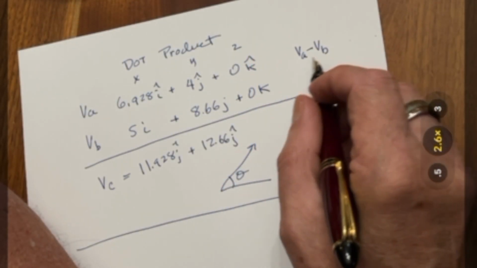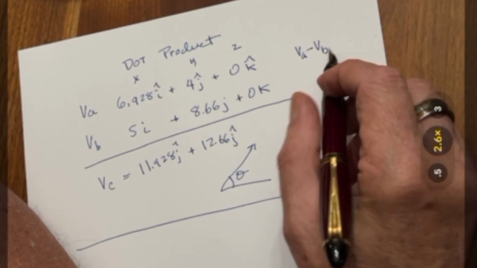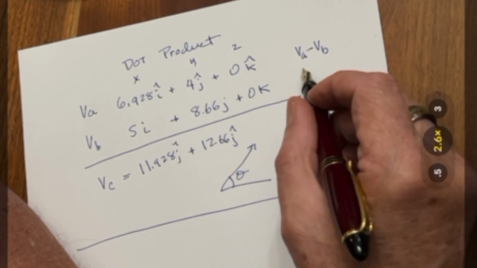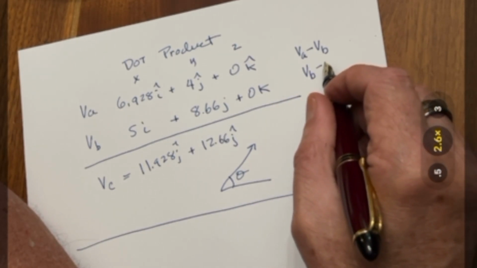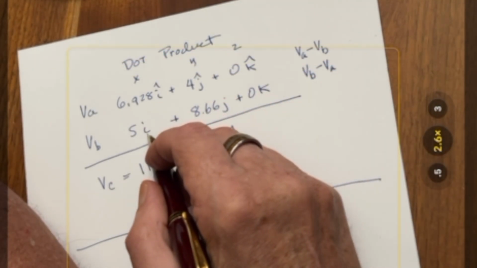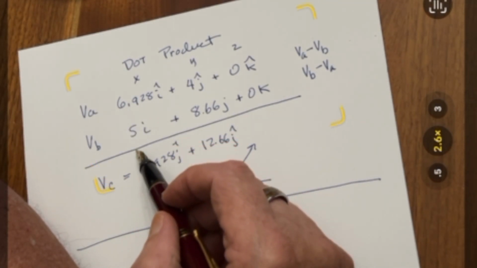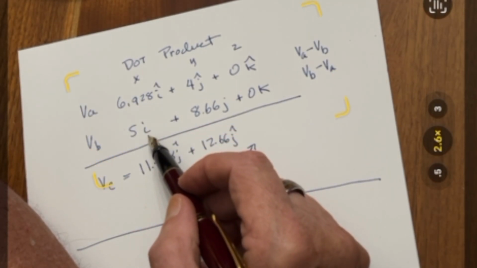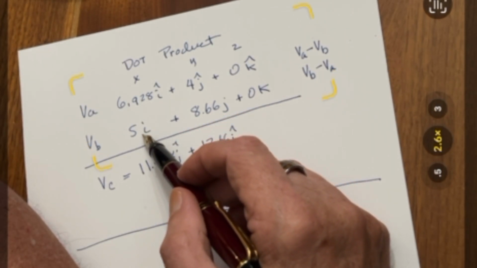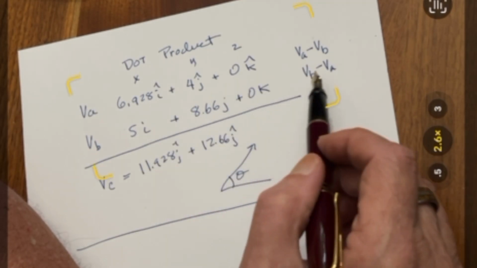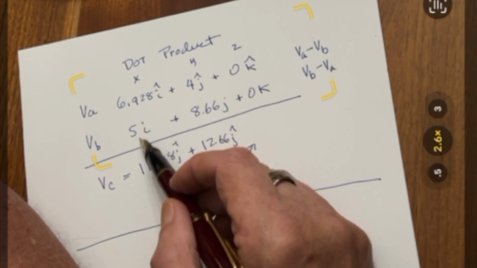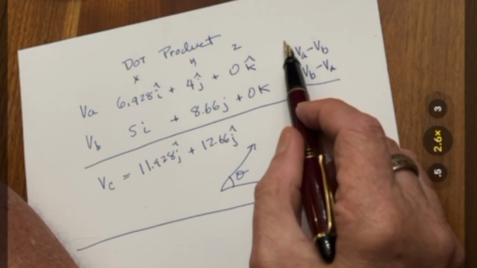Recall that if you write down vector a minus vector b, we are subtracting vector b from vector a. Likewise, if we write down vector b minus vector a, we are subtracting vector a from vector b. And that does make a difference because, as you can see, for example, here on this first one, if we subtract b from a, we end up with a positive 1.928i. If we subtract a from b, we have a negative 1.928i. So it does make a difference what order you do this in.